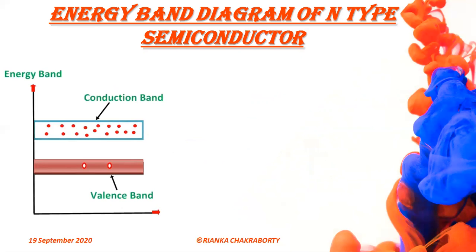This is the energy band diagram of the N-type semiconductor. The addition of pentavalent impurity has produced a number of conduction band electrons, that is, free electrons. The 4 valence electrons of the pentavalent atom form covalent bonds with 4 neighboring silicon atoms. The 5th leftover valence electron of the pentavalent atom cannot be accommodated in the valence band and travels to the conduction band.